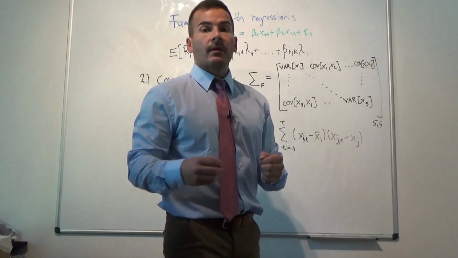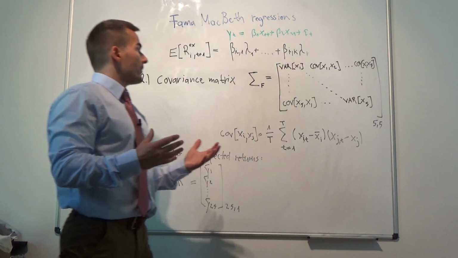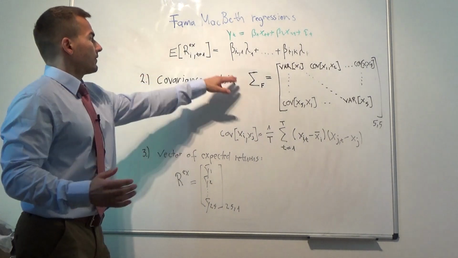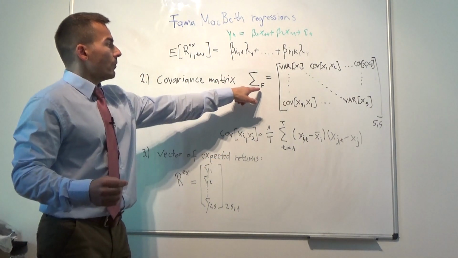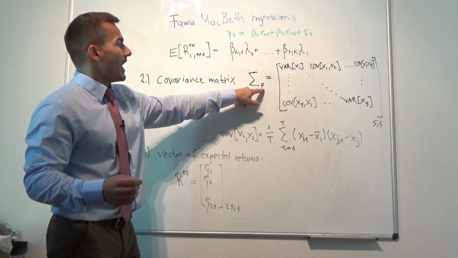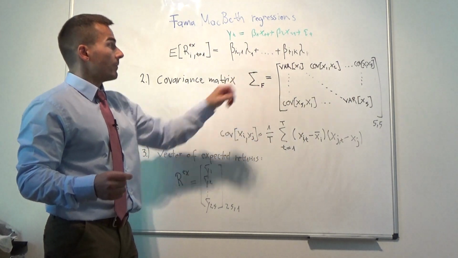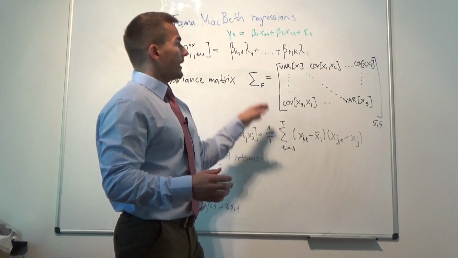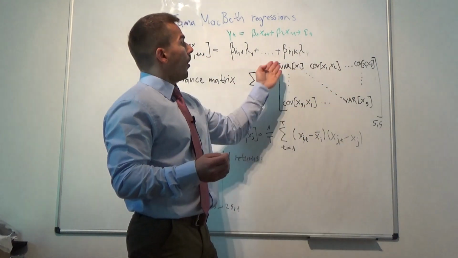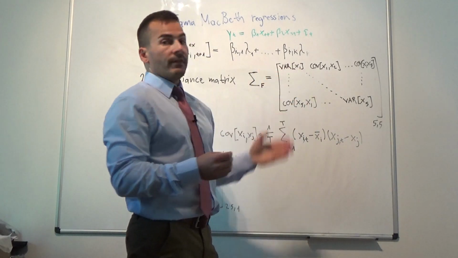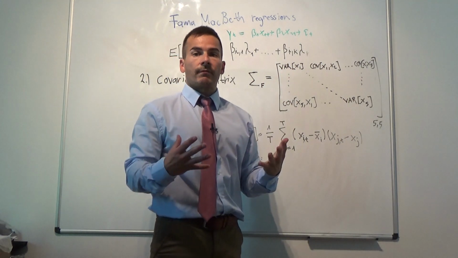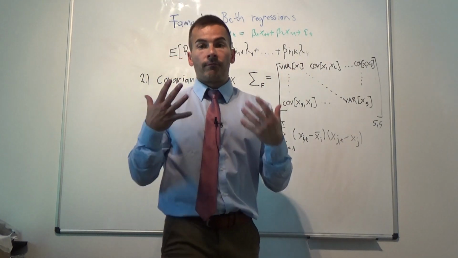The next step in the Fama-MacBeth framework is that we estimate the covariance matrix of the risk factors, which we have denoted here as sigma capital F. So what does it look like? Well, the covariance matrix is symmetric. On the main diagonal, we have the variance of each single risk factor, since we have 5 risk factors in the Fama and French 5-factor model.